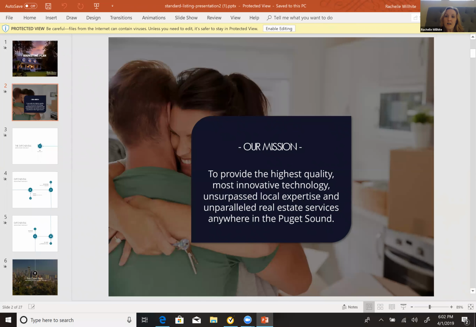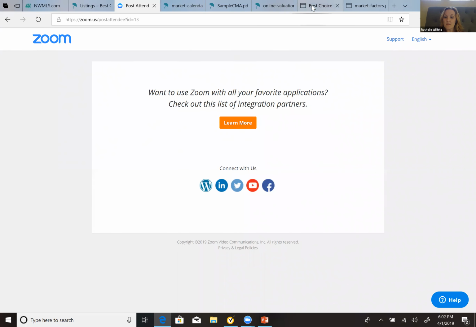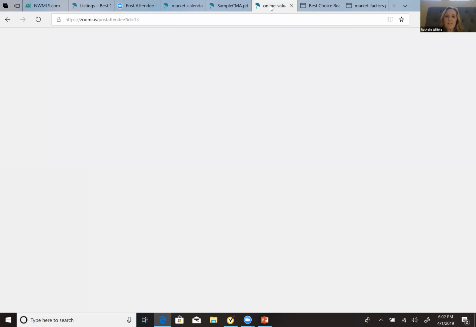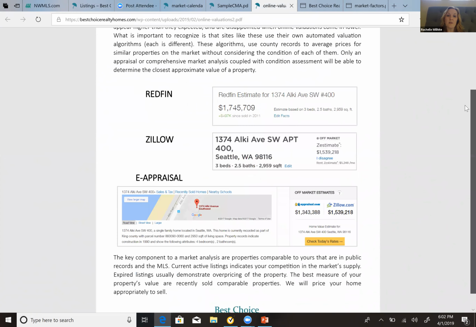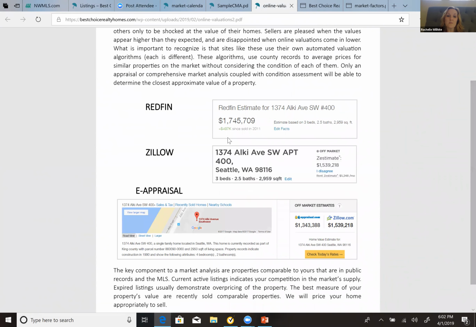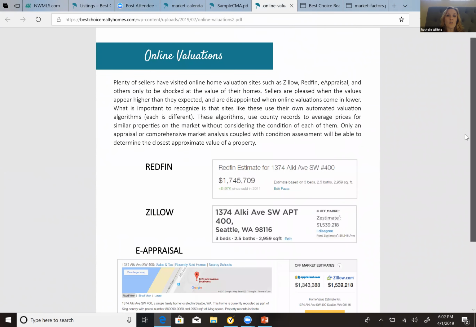The other thing that has helped me in closing this, and I will show you a couple things before we leave, is this: sometimes I don't have a CMA because I've seen the property for the first time, but I've closed and got the listing. One thing that has been helpful is this page right here. I've been able to know what Redfin's price point was, Zillow's price point, and e-appraisal. And I've printed this out or referred to it.